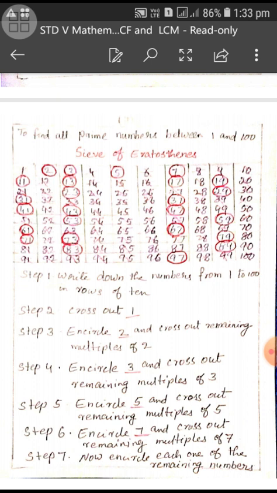Thus, there are 25 prime numbers between 1 and 100. And the prime numbers between 1 and 100 are 2, 3, 5, 7, 11, 13, 17, 19, 23, 29, 31, 37, 41, 43, 47, 53, 59, 61, 67, 71, 73, 79, 83, 89 and 97.